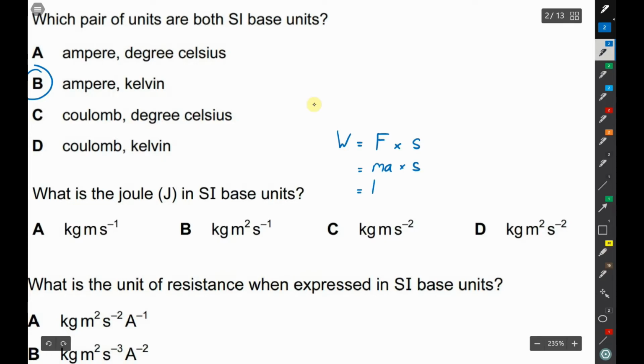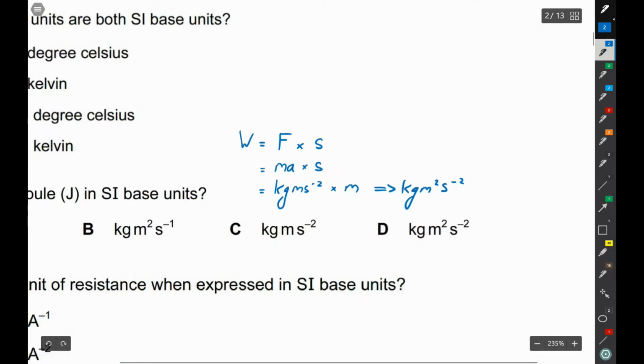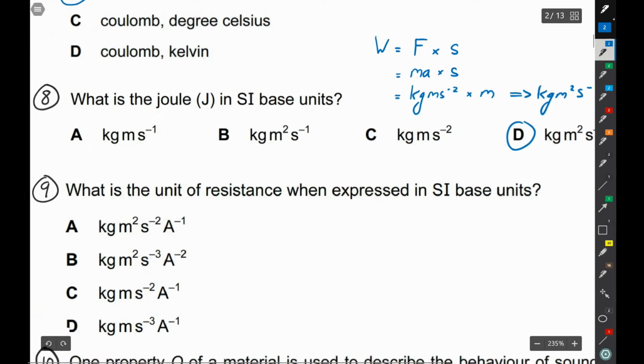मास के यूनिट्स होते हैं बेस यूनिट्स kg. एक्सेलरेशन के होते हैं m s-2 and s is distance, उसके होते हैं मीटर्स. सो मेरे यूनिट्स बन जाएंगे kg m2 s-2 and that is option D.